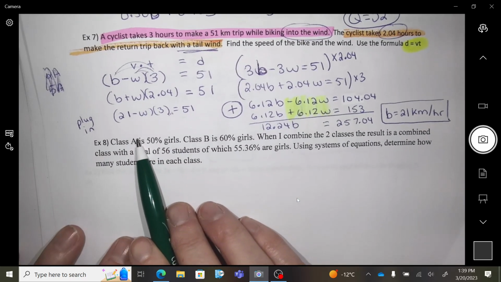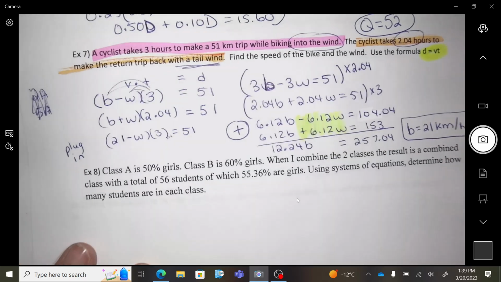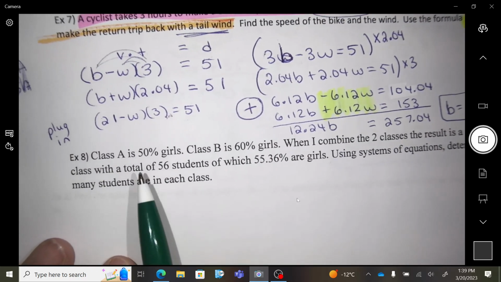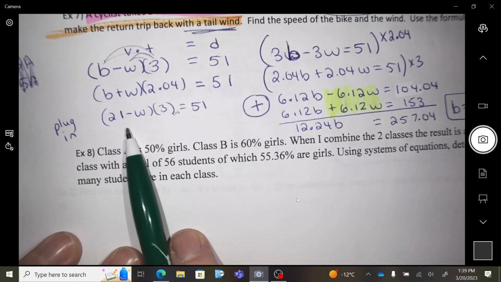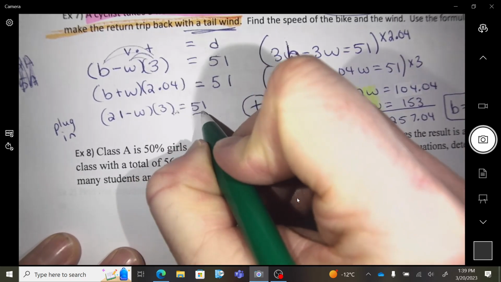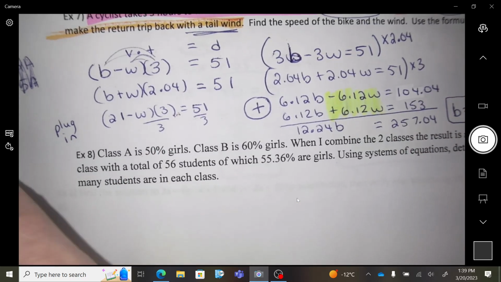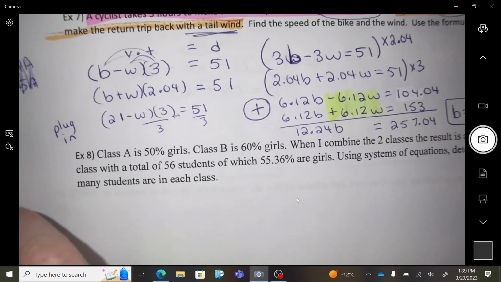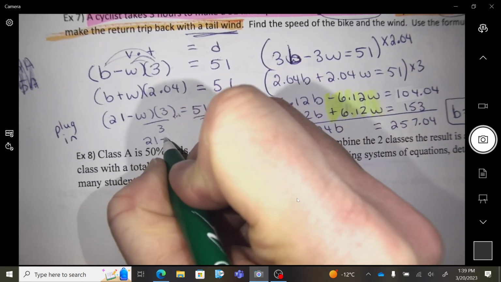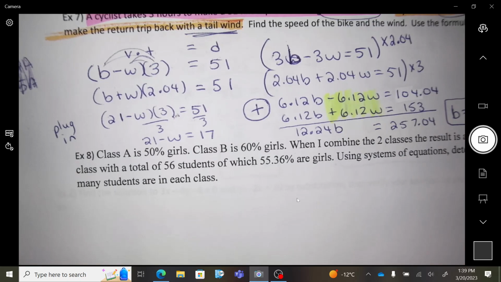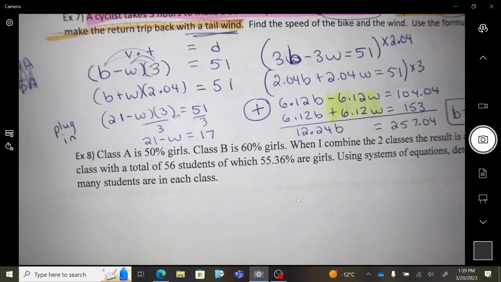Okay, so I'm plugging 21 in. So I plugged 21 in. I'm going to divide by 3. Can you answer that with just mental math right now? What is the wind speed?